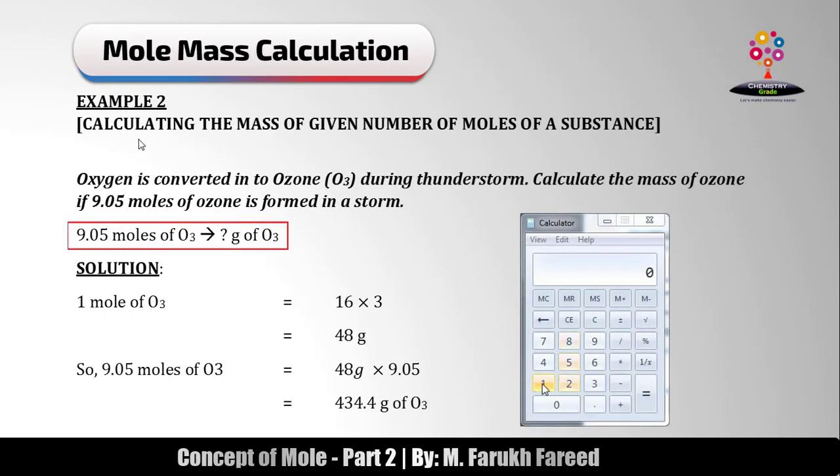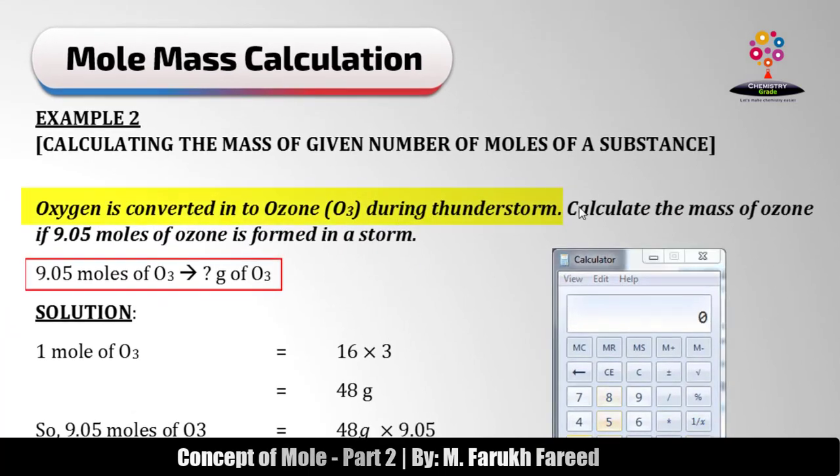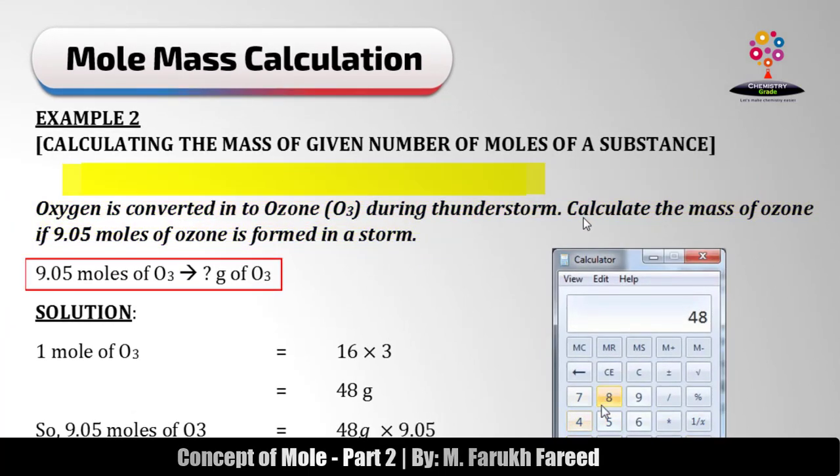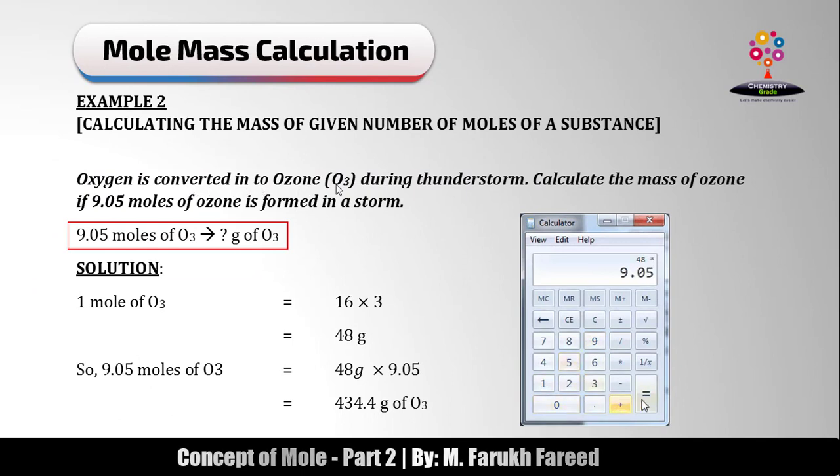Let's see another example. Calculating the mass of a given number of moles of a substance. Here we have 2 parts of our statement that will be shown in the question paper. One part will provide the general information, the next part will take us to the calculation part, what we have to calculate. Let's state this. Oxygen is converted into ozone, O3, during thunderstorm. This is the general information part. And calculate the mass of ozone if 9.05 moles of ozone is formed in a thunderstorm.